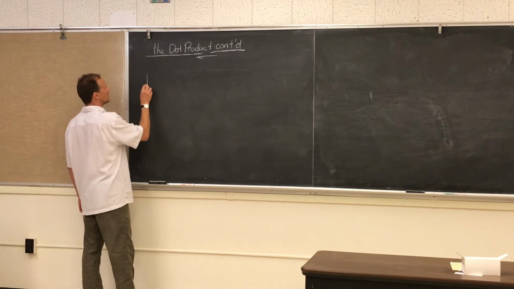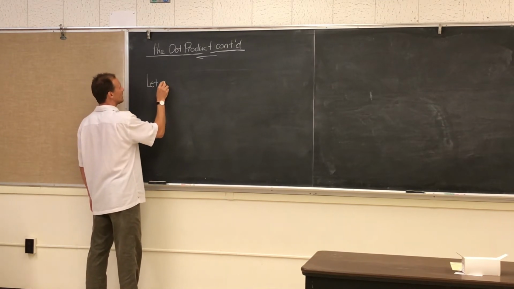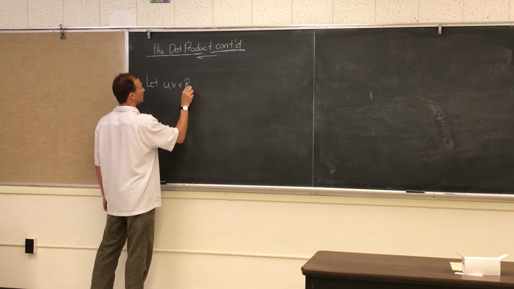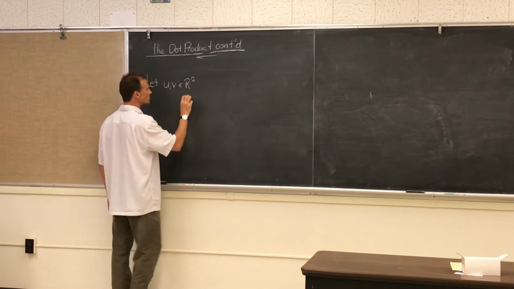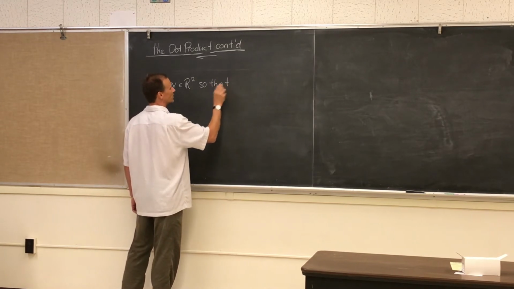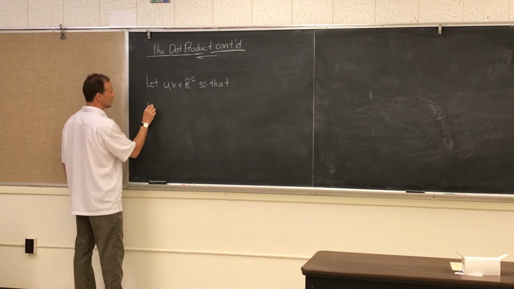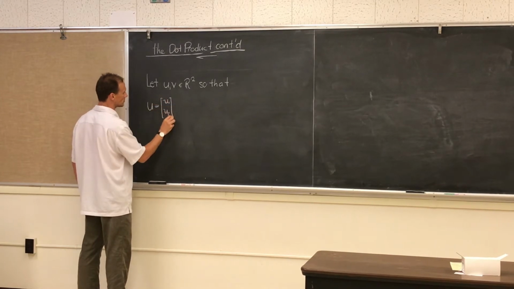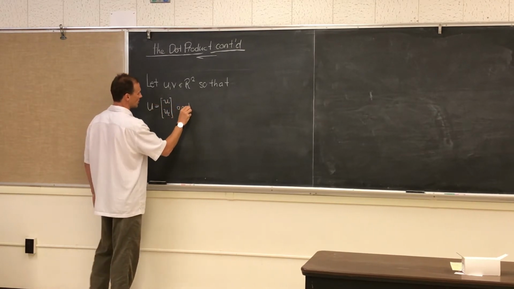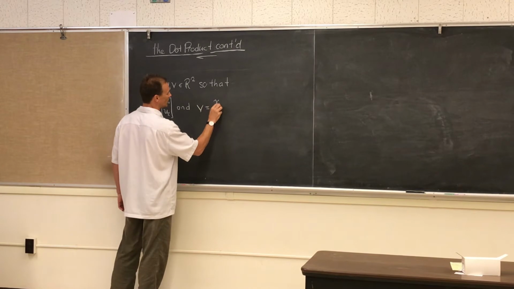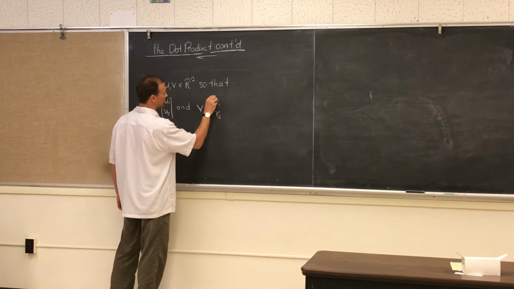Let's say we have two vectors. We'll just make a short one. Let U and V be vectors in R2, so that the vector U has components U1, U2, and the vector V has components V1 and V2.